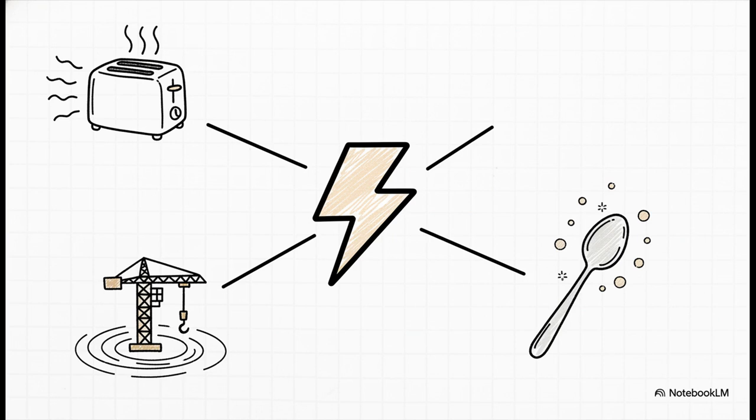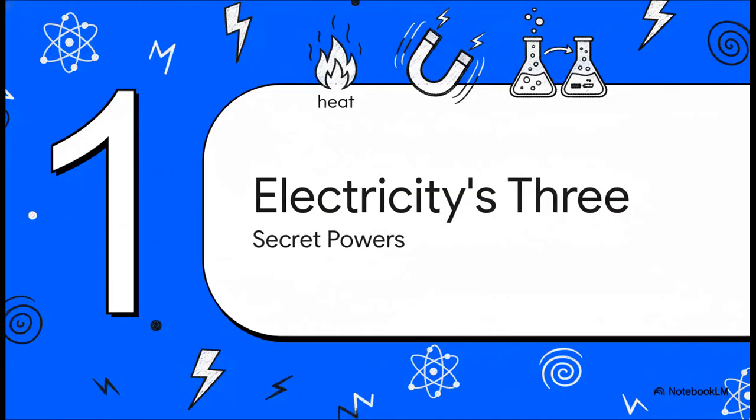But here's the twist. It's not just about turning things on. Each of those objects is a perfect example of one of three totally different, almost magical effects that electricity can produce. You see, when we talk about electricity, we're actually talking about its power to do three distinct things. It can create heat, it can create a magnetic field, and it can even cause chemical reactions. So, let's break down each of these secret powers one by one.